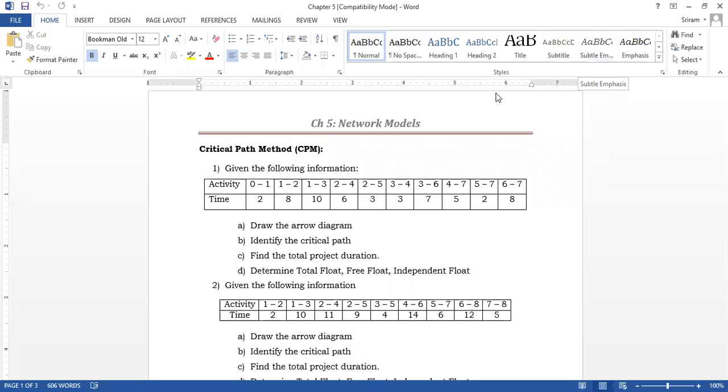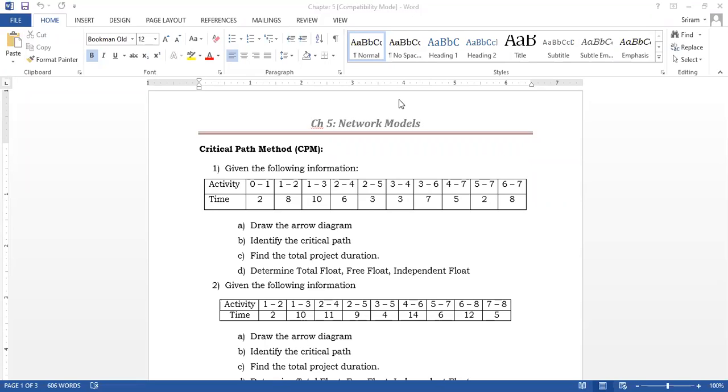In the last class, we discussed the network model and the critical path method. We explained how to draw the arrow diagram, how to find the earliest start, how to find the latest finish, how to identify the critical path, what the total project duration is, and how to determine the floats.